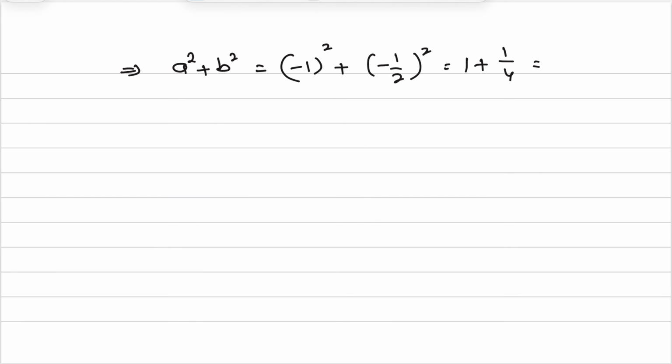Now, what is it? Which implies a square plus b square is equal to minus 1 whole square plus minus half whole square. That is equal to 1 plus 1 by 4. That is equal to 5 by 4. That implies a square plus b square is equal to 5 by 4. This is the answer.